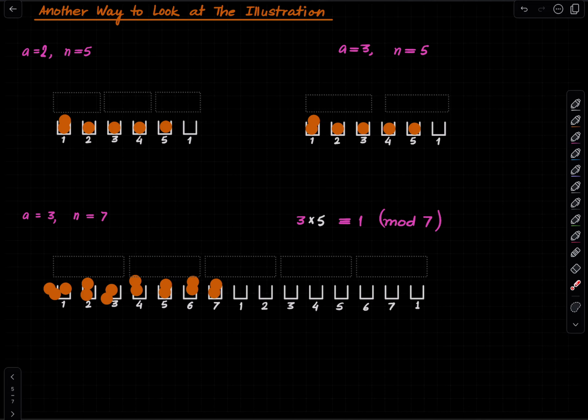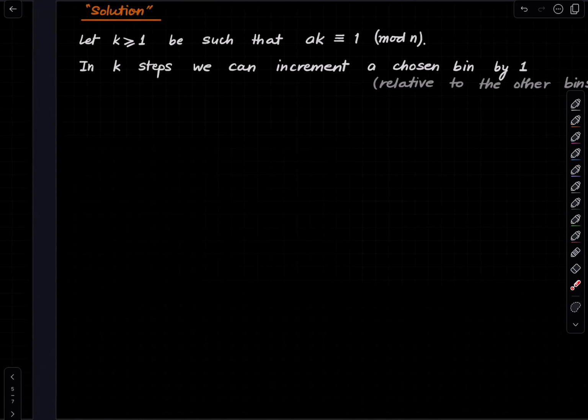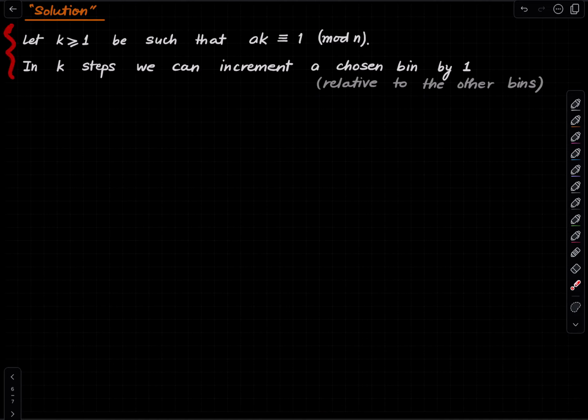And I don't want to write down a general proof in the general setting. I'll just say this, and this is not really a rigorous exposition of the proof, but we are given that a and n are relatively prime and all those things that we discussed. So first find a positive integer k such that this happens, and we can do this because inverses exist precisely when a and n are relatively prime. So there is some inverse, and we can choose a positive inverse, of course. You can choose a positive k which does this. And now in k steps, you will be able to increment your chosen bin by 1 count relative to all the others. That's what we illustrated in the previous page.